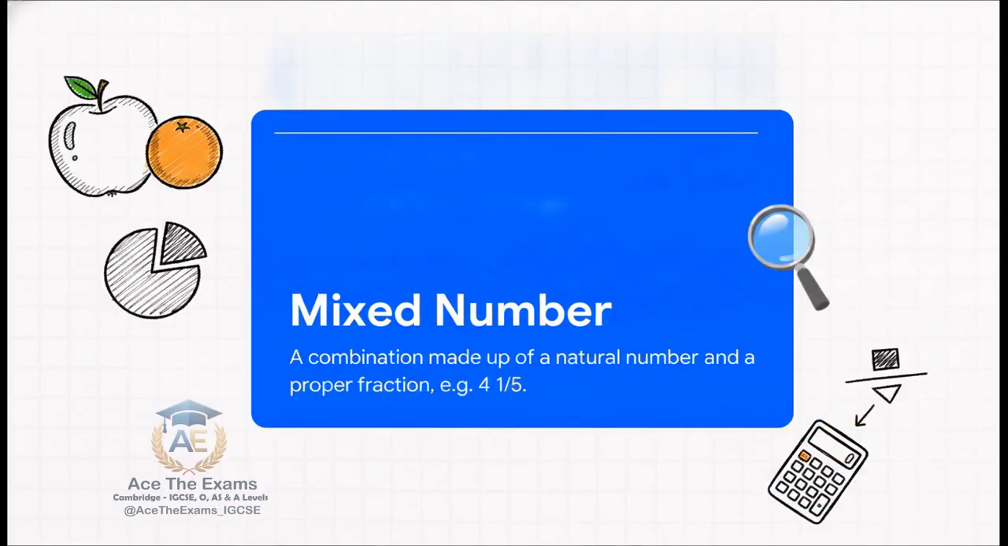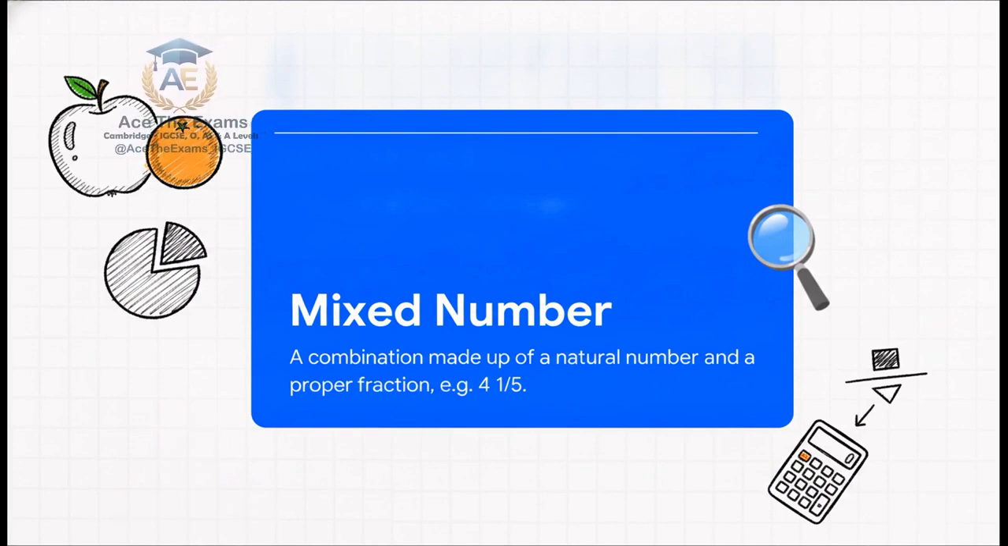And then, of course, we have the mixed number. It's exactly what it sounds like, a combo of a natural whole number and a proper fraction. 4 1/5 is a classic example. But hey, here's a massive pro tip for your exams. When you are dealing with mixed numbers and complex calculations, it's almost always so much easier to just convert them back into improper, top-heavy fractions first. Trust me, it makes the math way cleaner.